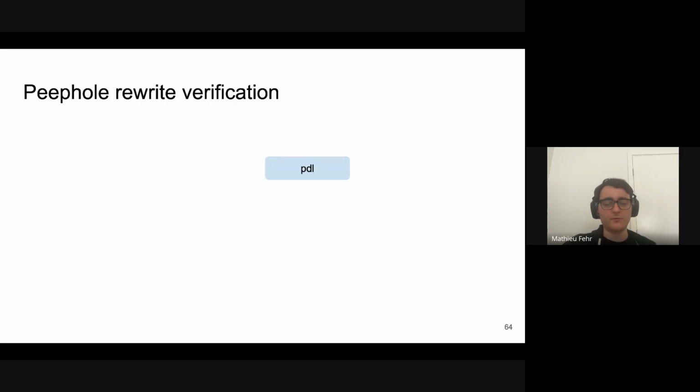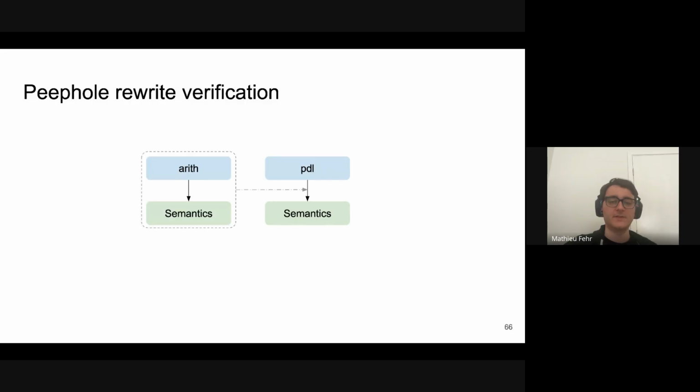Now we have peephole rewrite verification. This is essentially checking that a peephole rewrite in the compiler is always correct. For that, we use PDL, an MLIR dialect to represent rewrites. It's a bit meta, but that way you can combine rewrites and make things a bit faster than if you wrote them in C++, for instance. We take PDL and compile it to our semantics dialect. So we take an MLIR program representing a rewrite, and we represent what this rewrite means in terms of our semantics dialect, using the semantics of the general MLIR dialects.